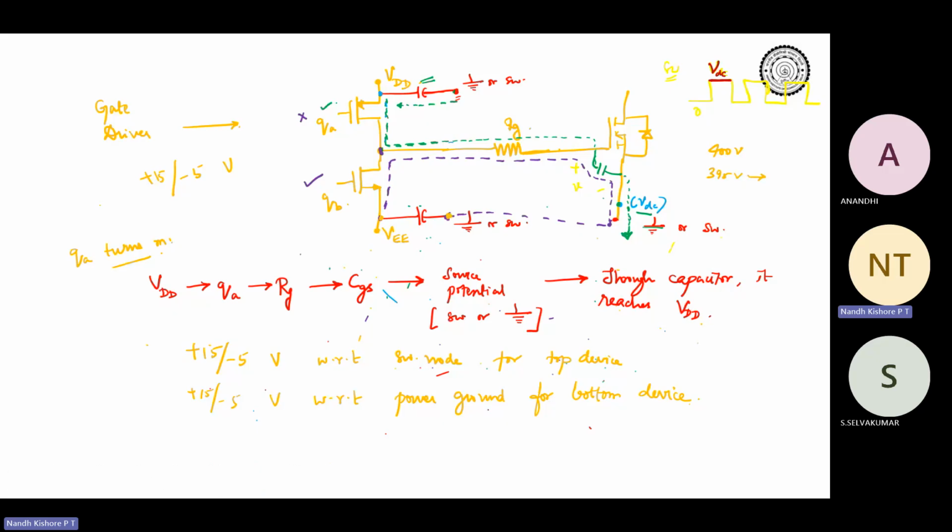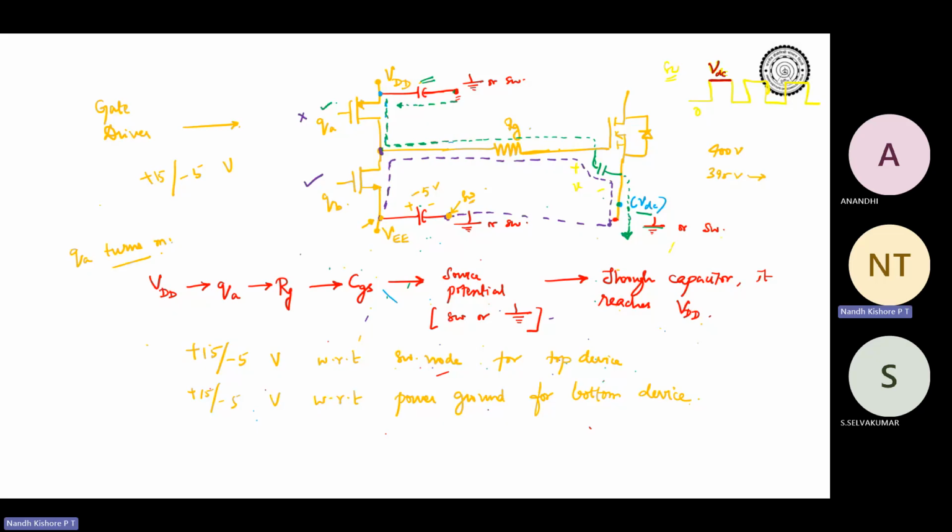Similarly, this particular point is at the switching node, and this particular point is at VEE with respect to the switching node. So the voltage across this capacitance is going to be what? This is with respect to the switching node, and this is also with respect to the switching node. So the effect of the switching node gets cancelled, and you will be getting a proper minus 5 volts. Do you get this? Both of these voltages are with respect to the switching node. That is why the current is finding a path back.